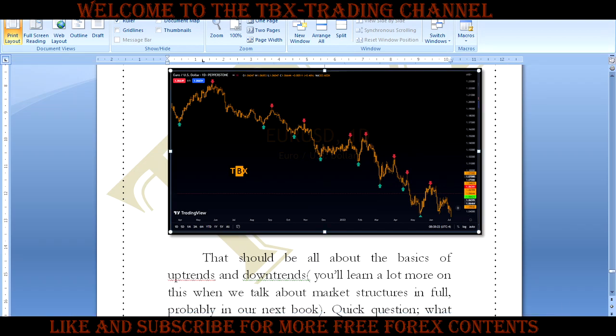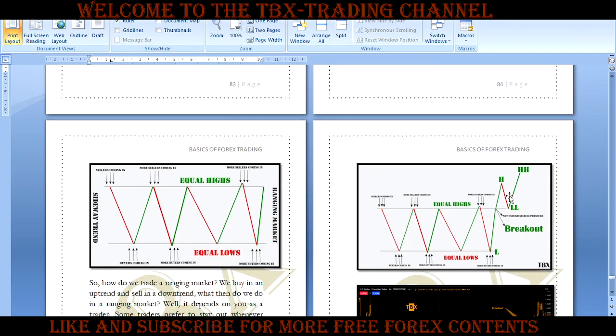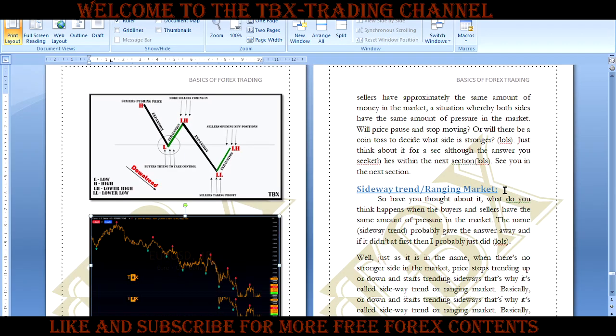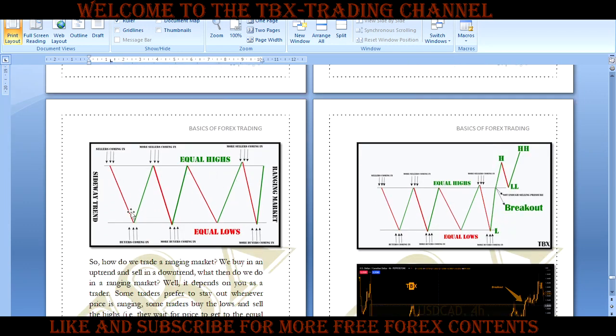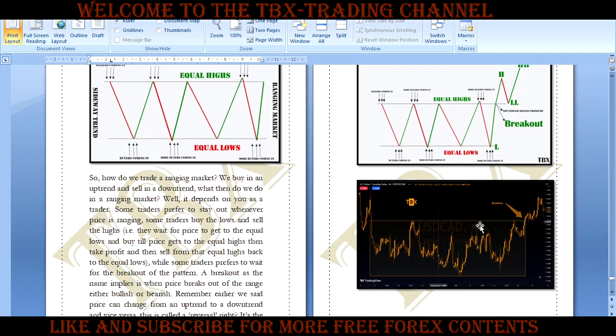So the third type of trend is something called a sideways trend or a ranging market. This is when the highs and lows are almost the same. Price is not creating higher highs and it's not creating higher lows. It is just ranging, moving sideways. Can you see it moving sideways? And the breakout is when a ranging market breaks into a trend.